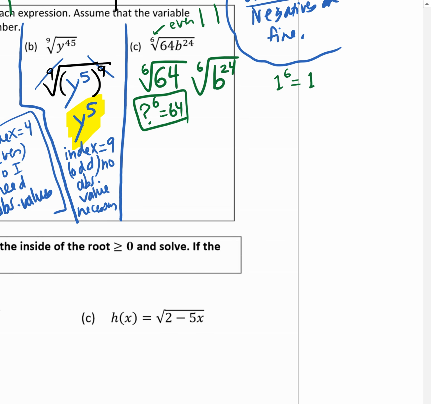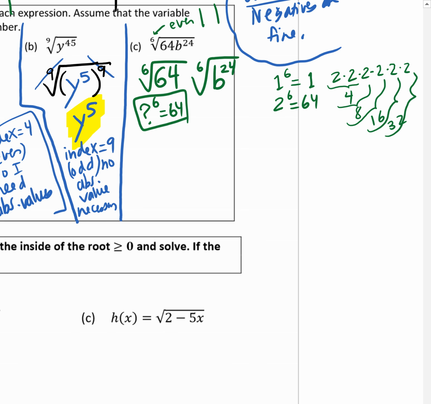1 to the 6 is 1? That's not right. What about 2 to the 6? Let me see. 2 times 2 times 2 times 2 times 2 times 2. These make 4. 4 times 2 is 8. 8 times 2 is 16. 16 times 2 is 32. And 32 times 2 is 64. Yay, that's the one. So this is 2. I was about to write 64, sorry. No, because it's asking, what can you raise to the 6th power and get 64? And we just did 2. 2 to the 6th power is 64.